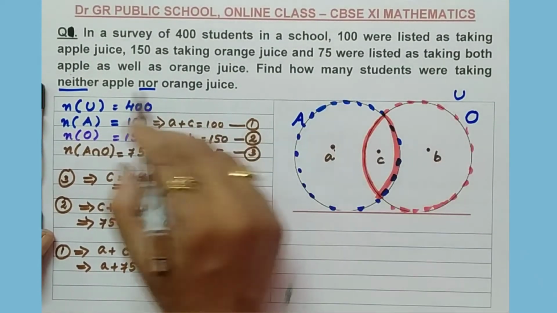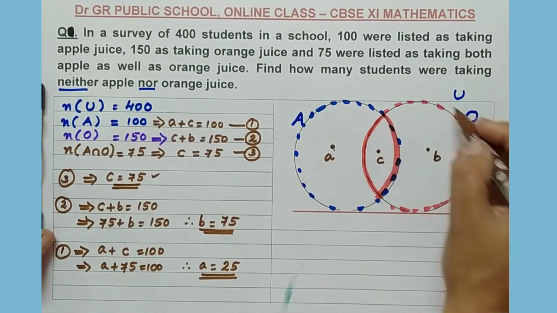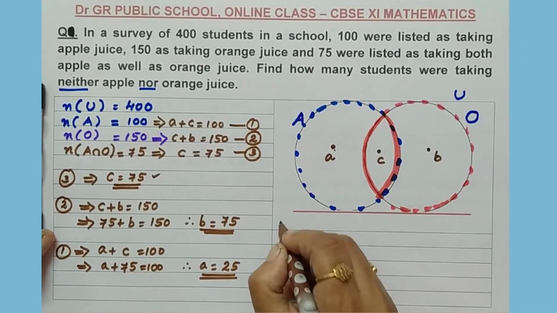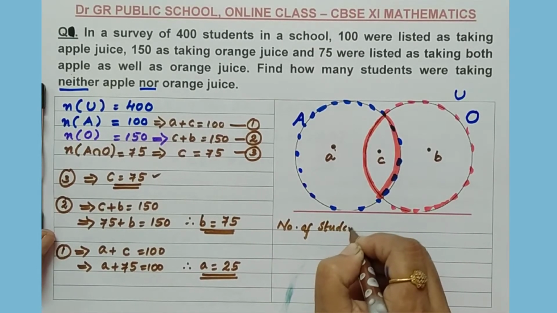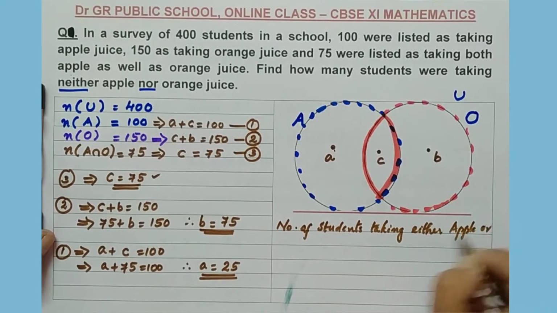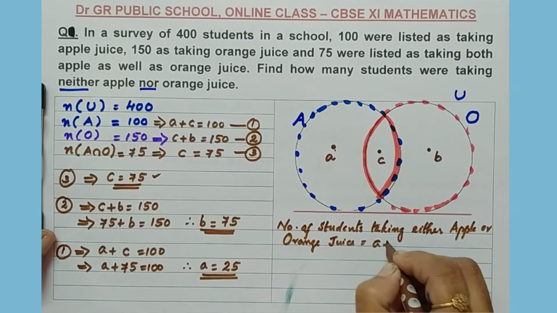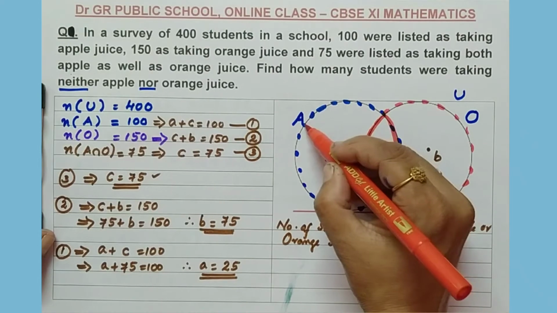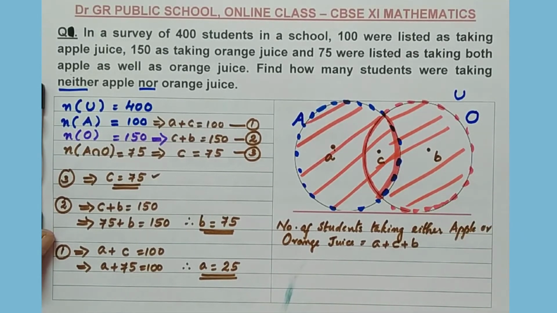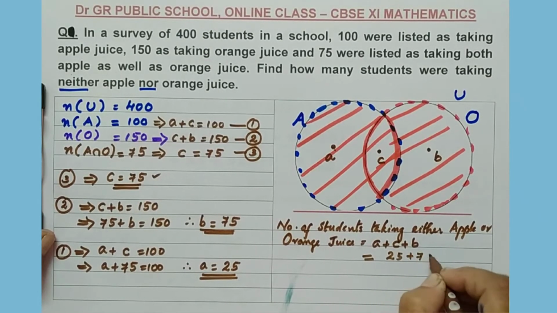Now, come to the question. How many students were taking neither apple nor orange juice? A student who is in this list will be either in the apple juice list or in the orange juice list. But they are asking how many were taking neither apple nor orange juice. So, what do you want to do? At first, I am going to find the number of students taking either apple or orange juice. The number of elements in A or B equals the whole elements A plus C plus B. Why? Because you need to shade the whole area. Shading the whole area means that all the elements A, B and C will come into the list. So A plus C plus B you need to find. What is A plus C plus B? Equal to A is 25, C is 75, B also 75.